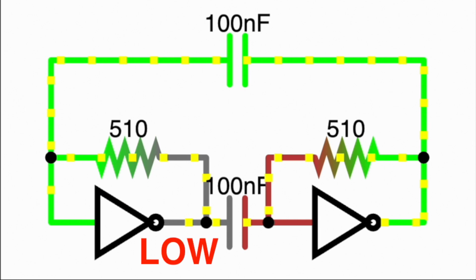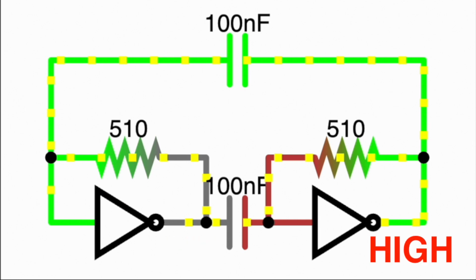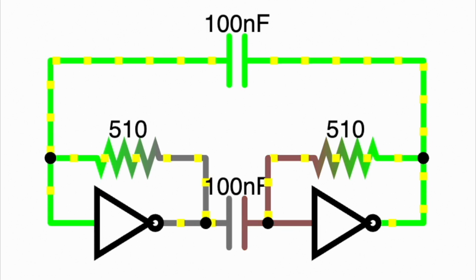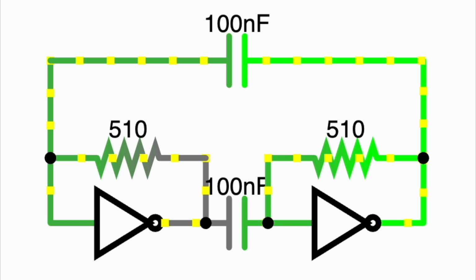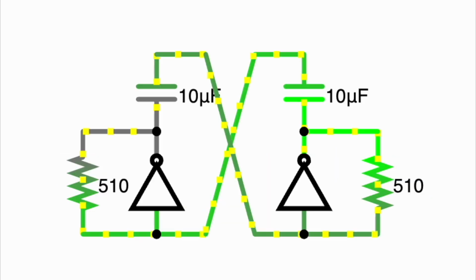Once N1's output is low, N2 will go high. The same process will occur, and as this capacitor charges, voltage will increase. Once it reaches that 2/3 threshold, the gate will trigger and it will flip again, repeating this process to the start. Here's another way to lay out this clock to show its symmetry.